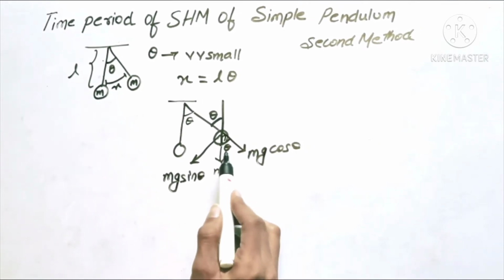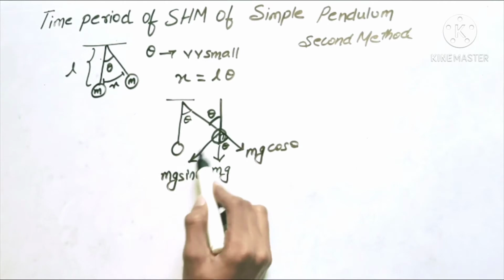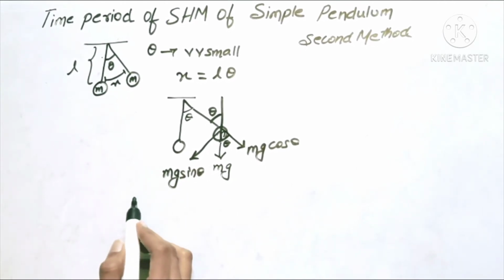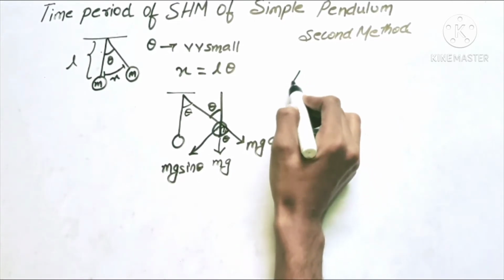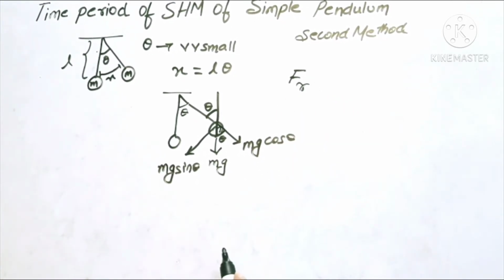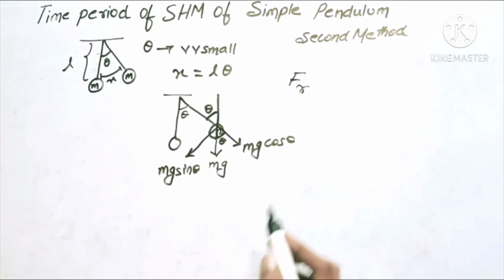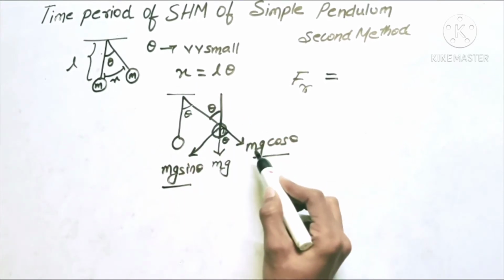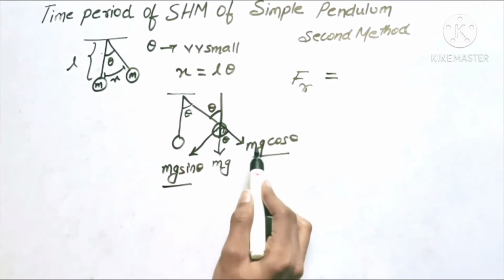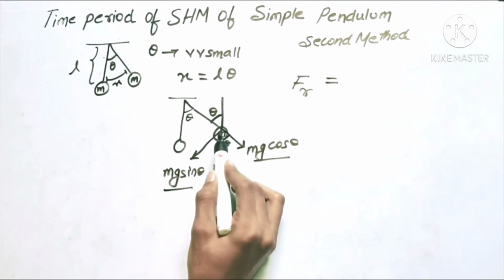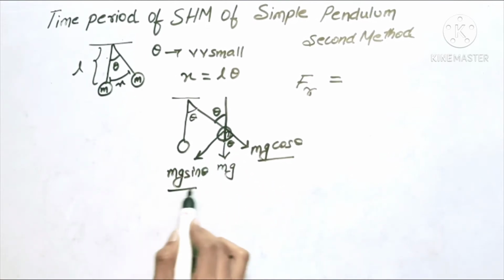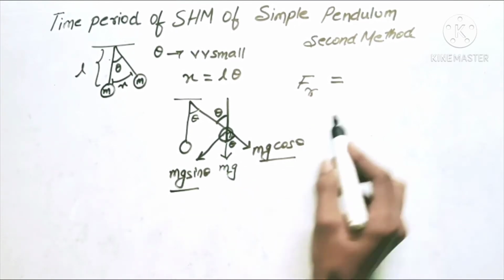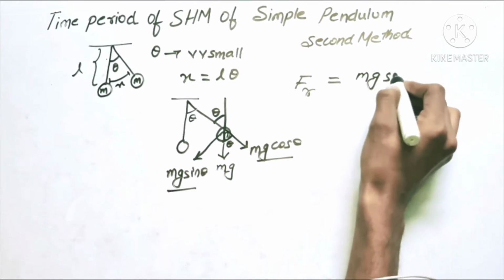Now there we were talking about the torque that was due to this force. Here we will not talk about torque. Here we will talk about the restoring force. This force is along the thread. It is only increasing the tension. It is not helping this bob come back to its mean position. So this other force is responsible for bringing this bob back to its mean position. So the restoring force is mg sine of theta.